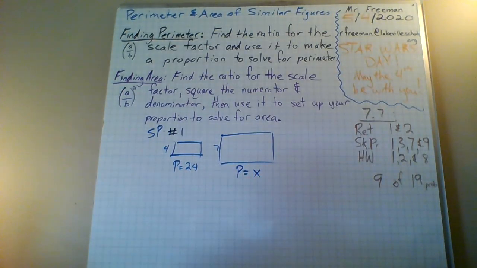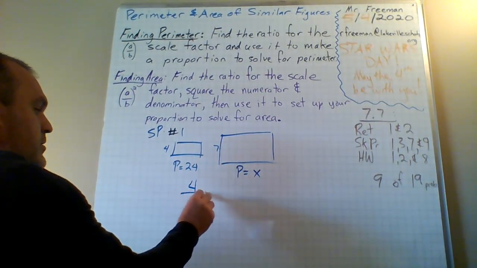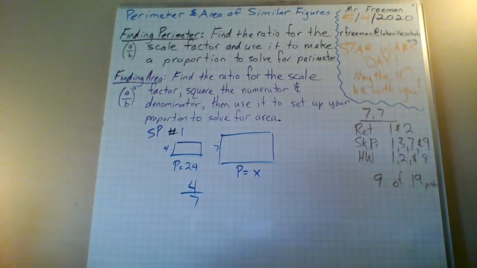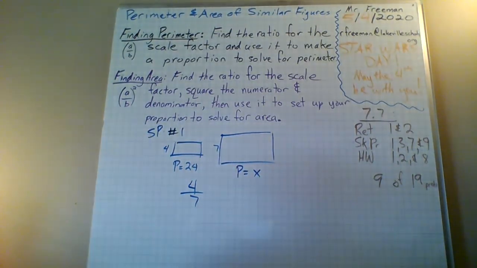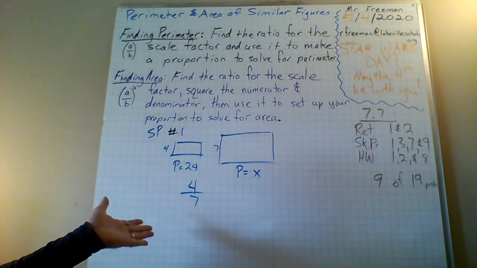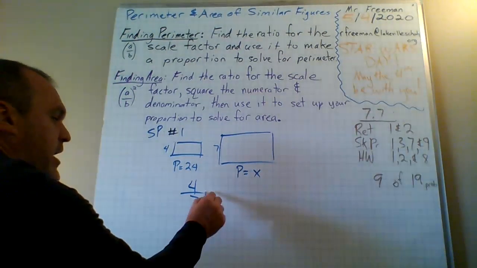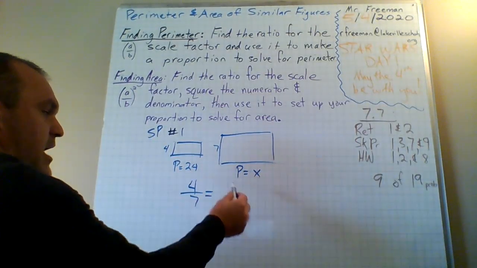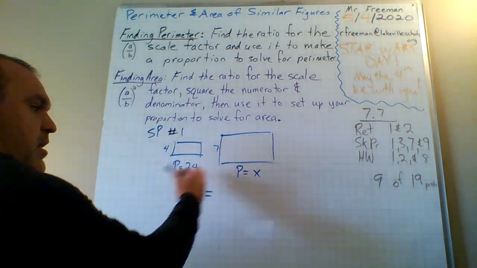Okay? So all we have to do is say, okay, I went from a 4 to a 7. So guess what? That's my scale factor, 4 to 7. I don't have to square that guy. I don't have to do anything to him. I could reduce it in some situations, but not on this guy. This one does not reduce. So right away we can say, well, 4 is to 7. As I went from smaller to larger, I would have to go from smaller to larger.